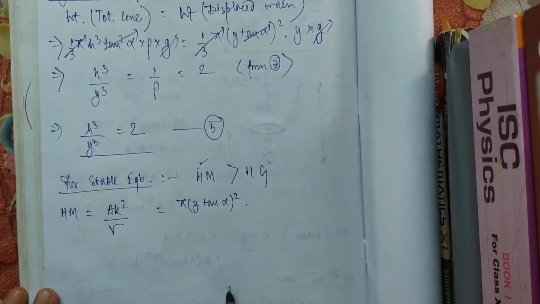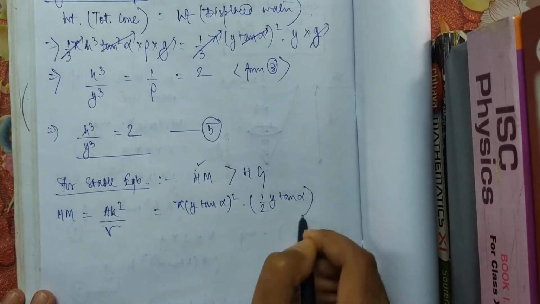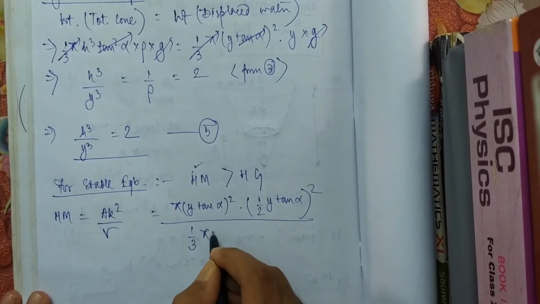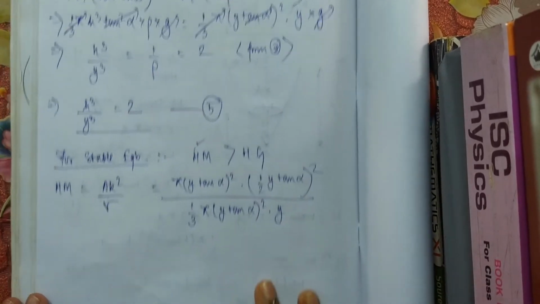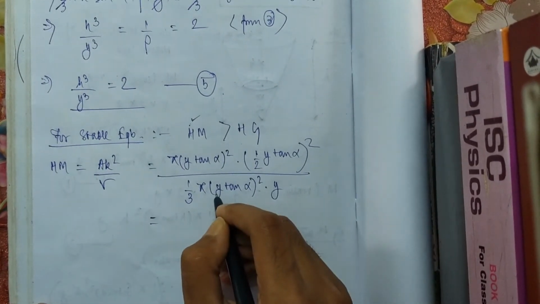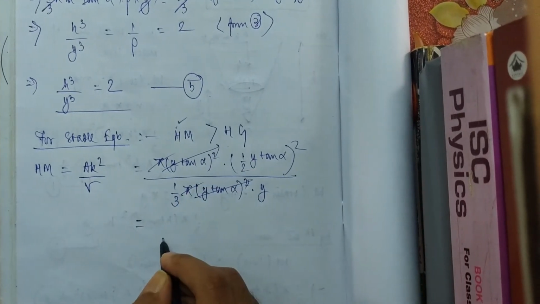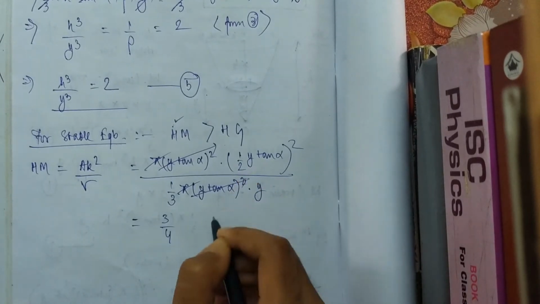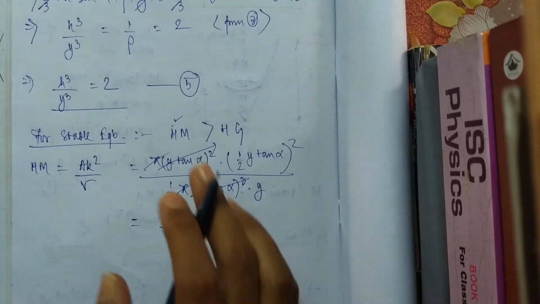Radius of gyration in the case of a cone, this we have to remember, is half y tan alpha whole square, and volume is given as 1 by 3 pi r square h. Now if we cancel this out, pi gets cancelled, y tan alpha square gets cancelled. We are left with 3, this becomes 4, y gets cancelled, we are left with 1 by 4 y tan square alpha. So this is our BM, so we have got it.